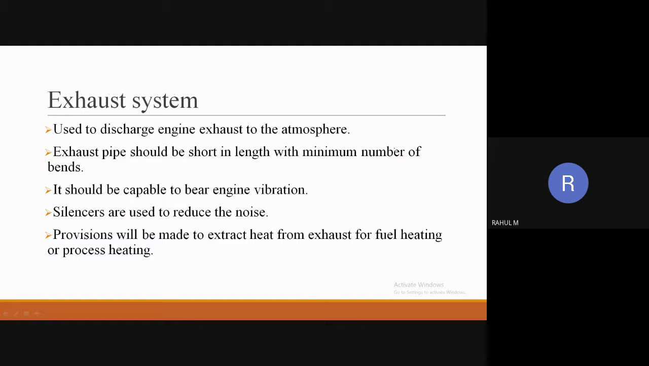Then you have an exhaust system. The exhaust system has an additional silencer to reduce the sound.